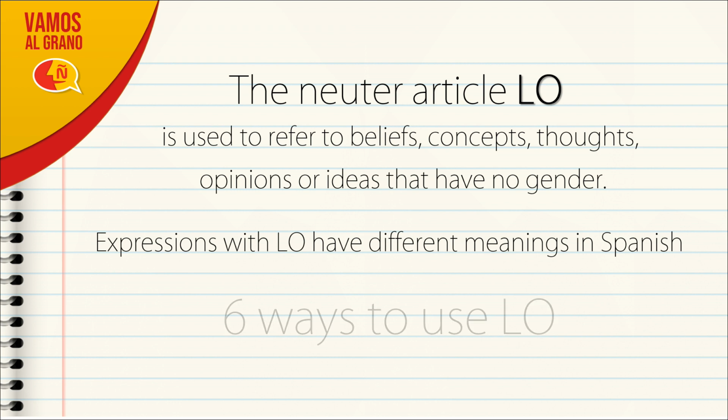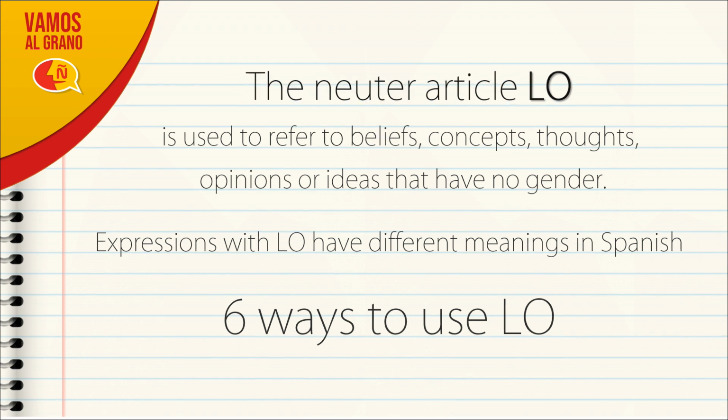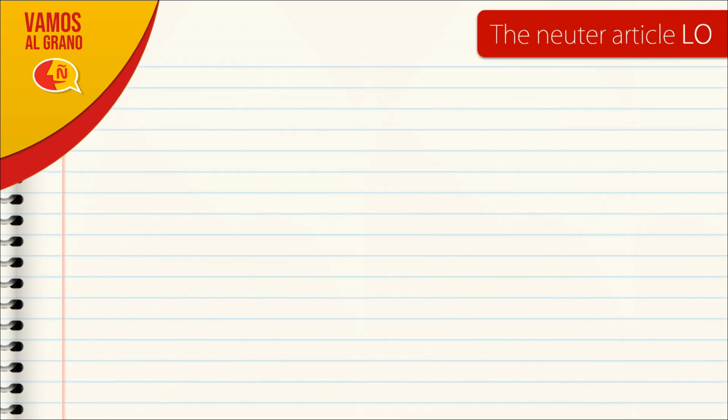I am going to show you 6 different ways in which we use the neutral article lo in Spanish. These expressions that I'm going to share with you will help you to get a better understanding or a better idea of the context and the ways in which you can use the neutral article lo in Spanish. So let's go for it.